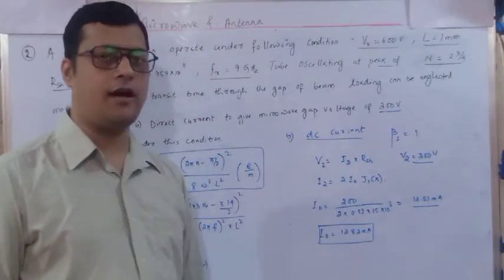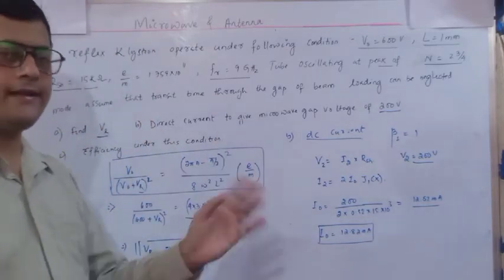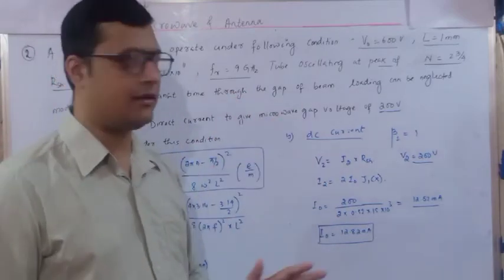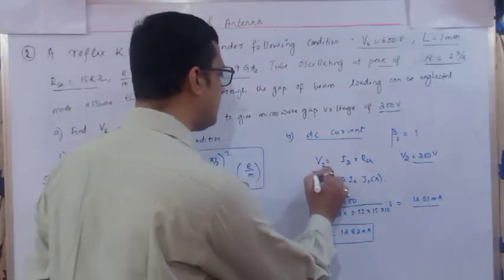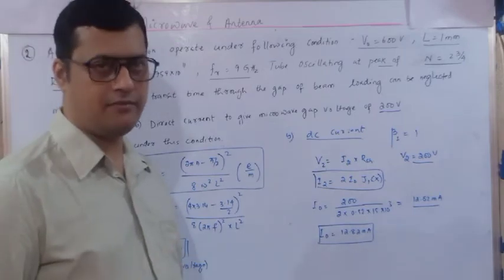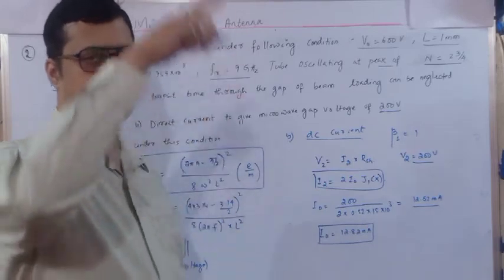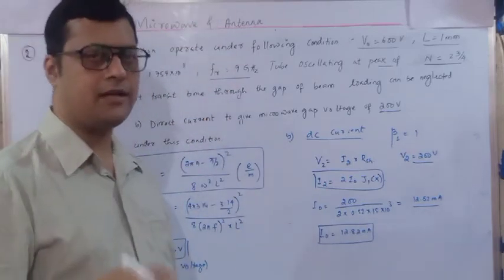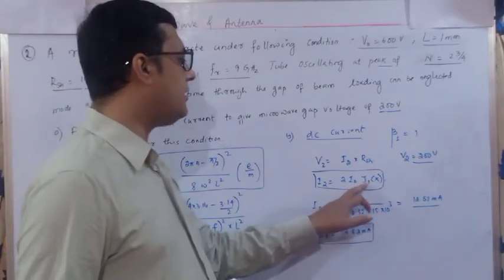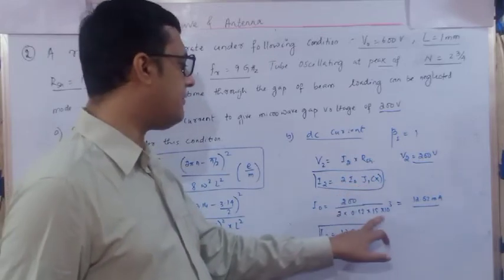But what is I2? As we have calculated in our velocity modulation or RF power, I2 is twice I naught J1 of x. X is the bunching parameter, and the current is twice because the electron travels twice: once it crosses the gap, it returns back to the gap again. That flow of electrons indicates the flow of current. So twice I naught into J1 of x. J1 of x is how much? 0.52, so here I have given 0.52.